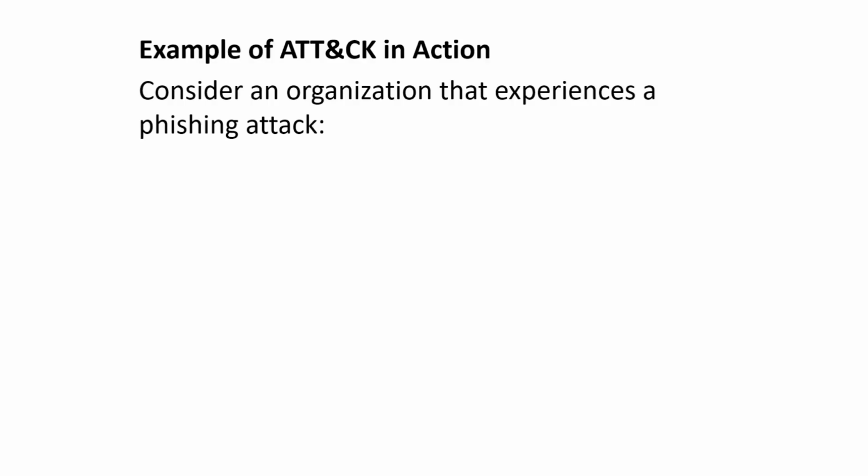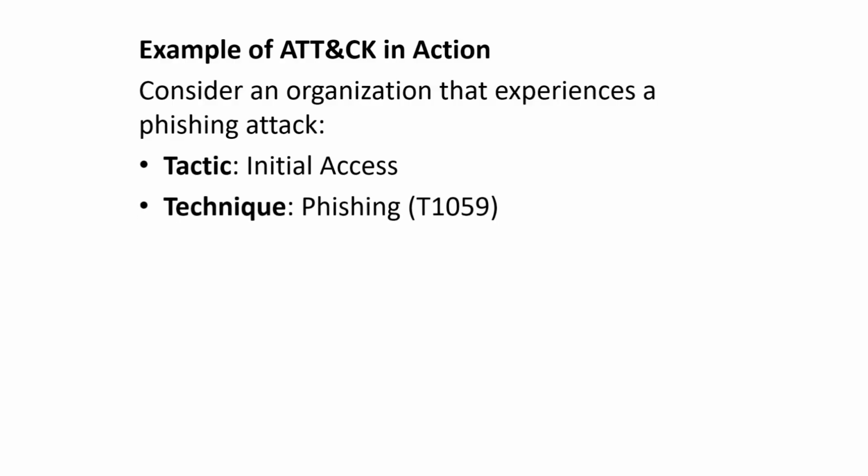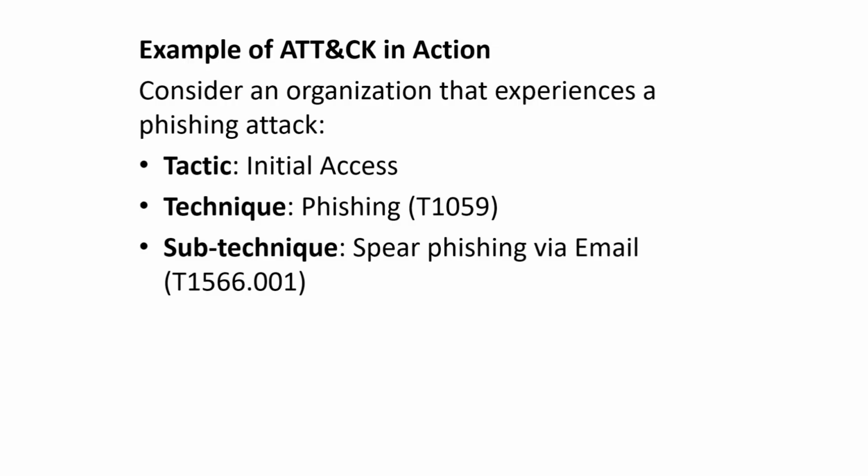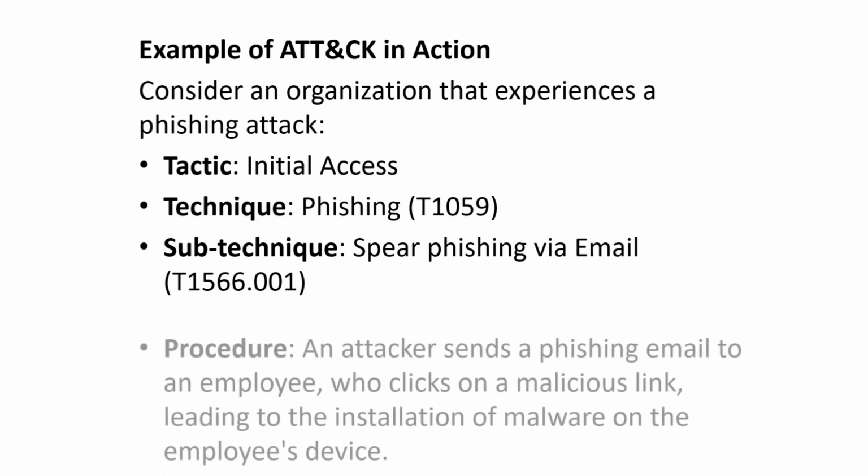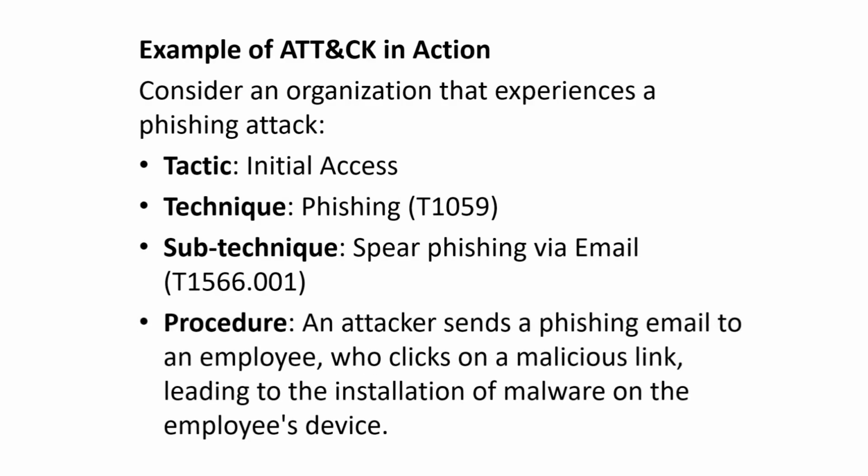So an example of this attack is an organization that experienced a phishing attack. When you look at the first tactic, that's just initial access, right, from the phishing. Then the technique is actually phishing. Then the sub-technique is spear phishing via email. Spear phishing is when you target the individual, which means the person knows somebody or has an idea of somebody in that very company and targets the person specifically. Then the procedure is an attacker sends a phishing mail to an employee who clicks on the malicious link, leading to the installation of malware on the employee's device.